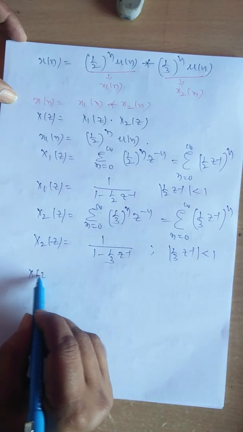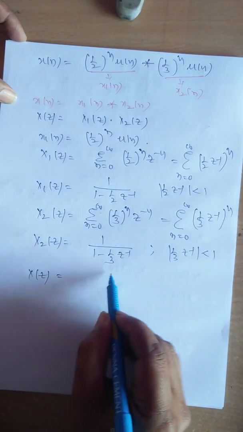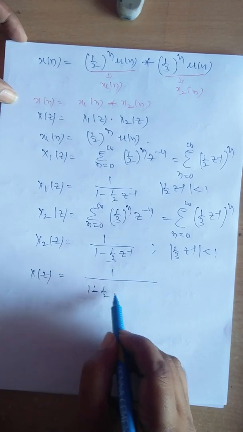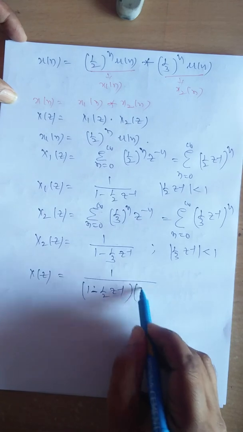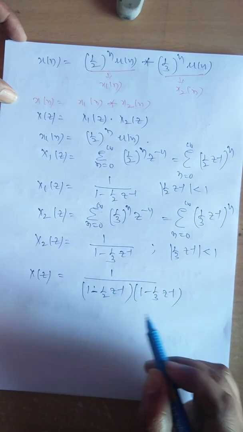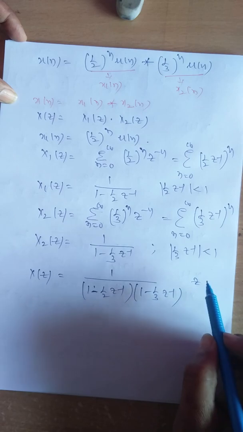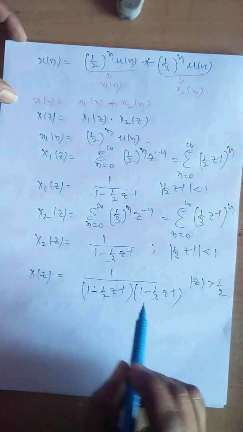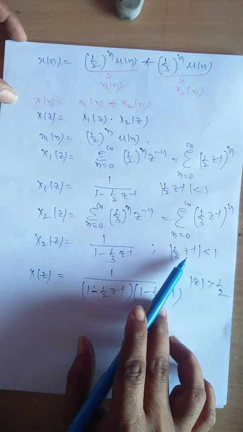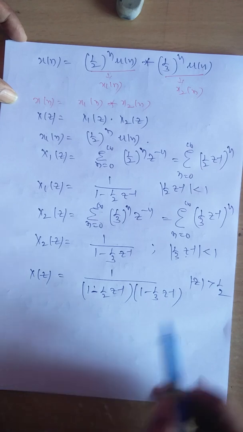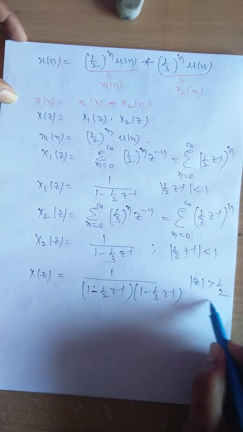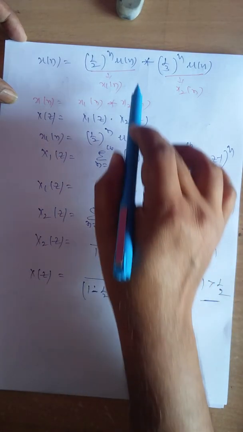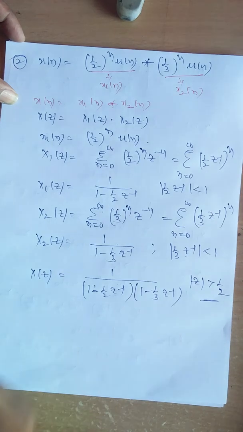Finally, x of z is equal to x1 of z into x2 of z, that is 1 divided by 1 minus 1 by 2 z inverse into 1 minus 1 by 3 z inverse, where ROC is z greater than 1 by 2, because here z is greater than 1 by 2, here z is greater than 1 by 3, so take the highest number, that is 1 by 2, which is greater than 1 by 3. This is the z transformation of this signal. That's the second problem.